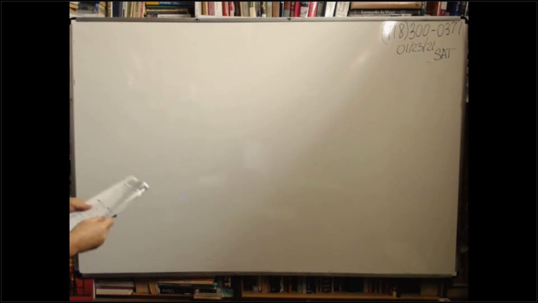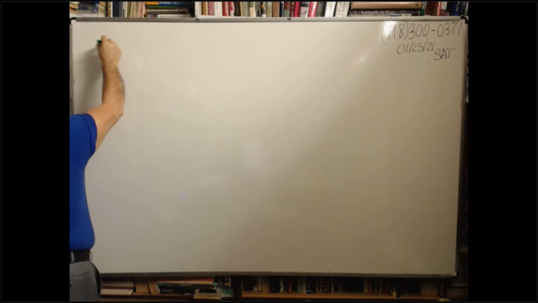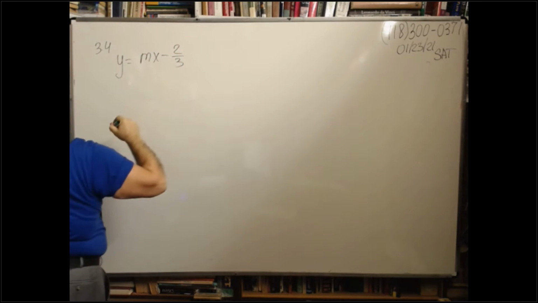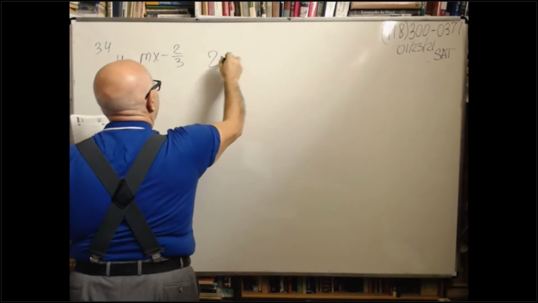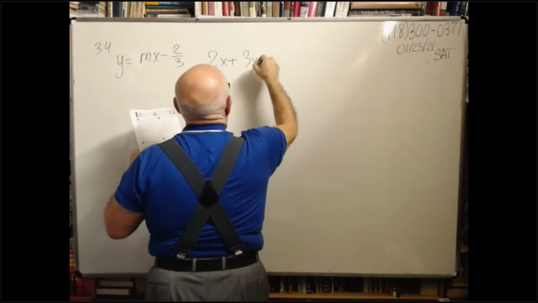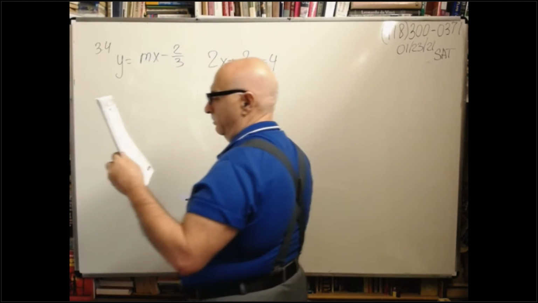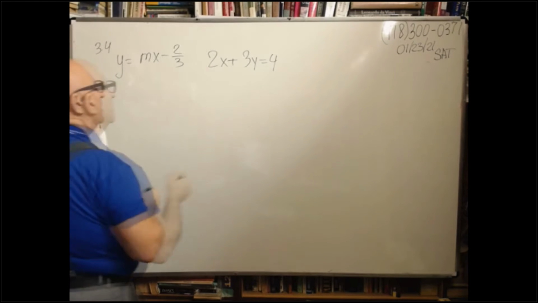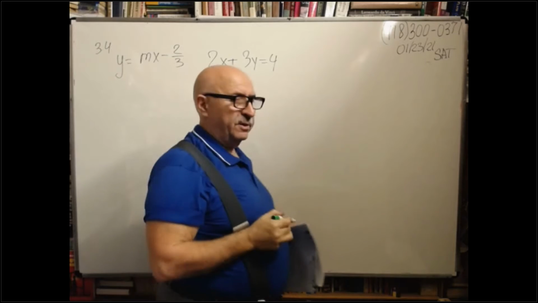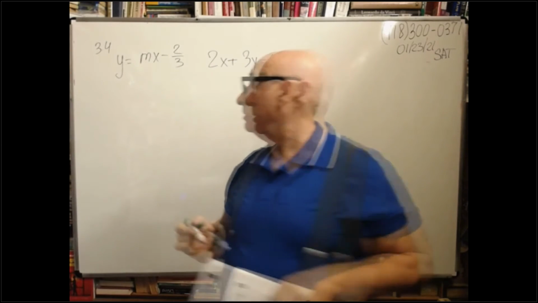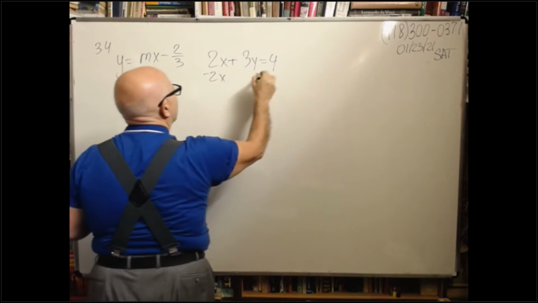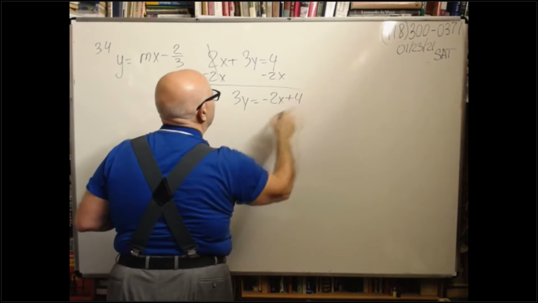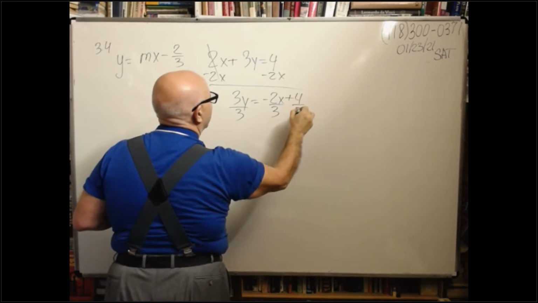Next is 3-4. In 3-4, we have y equals mx minus 2/3 and 2x plus 3y equals 4. If the system has no solution, unscramble in the format. What is no solution? It means two lines are parallel and y-intercepts are different, right? They never intersect. Unscramble. Minus 2x, minus 2x. Cancel out 3y. Negative 2x plus 4. Divide by 3, divide by 3, divide by 3.